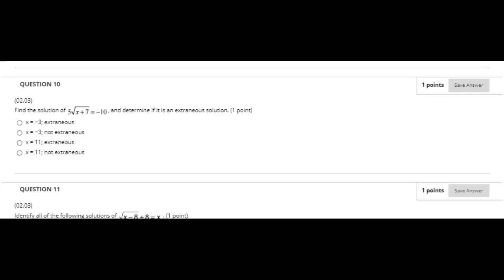Okay, so notice the 5. The 5 is the same size as the x and the 7. So notice that's different than this little 5, which is a part of the radical. So this one just means that's not the radical. It means 5 times the answer to the square root of x plus 7 is equal to negative 10.